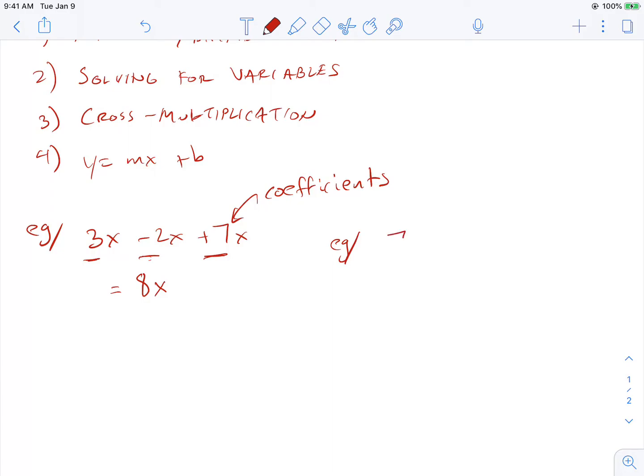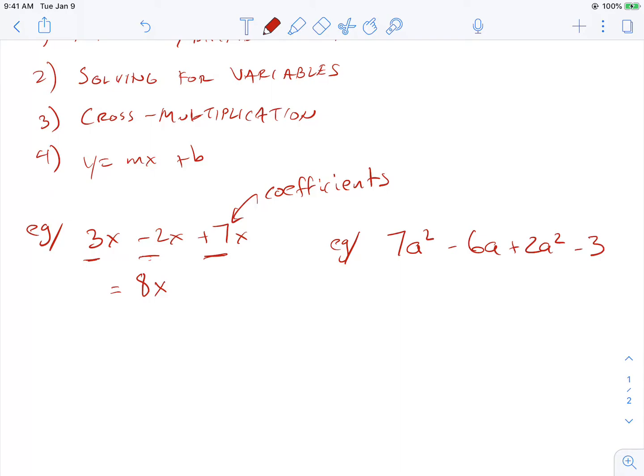Let's say we have 7a squared minus 6a plus 2a squared minus 3. Okay, so here we have a couple of things that we need to take account of. The first thing is we have a, but we also have a squared, and then we have just a number. So we have some different things going on.